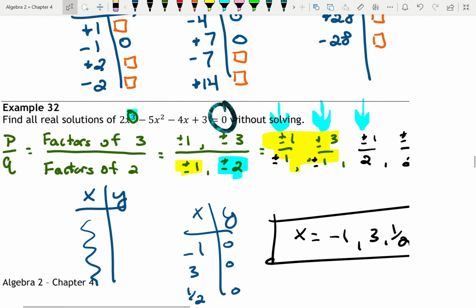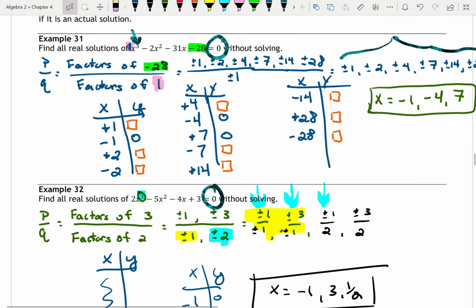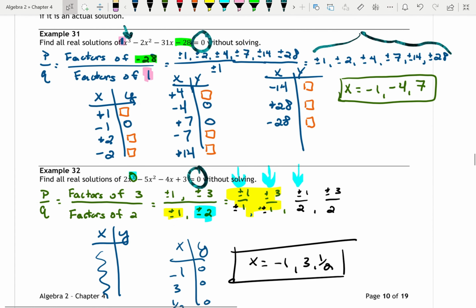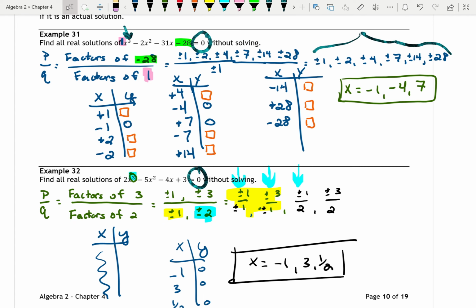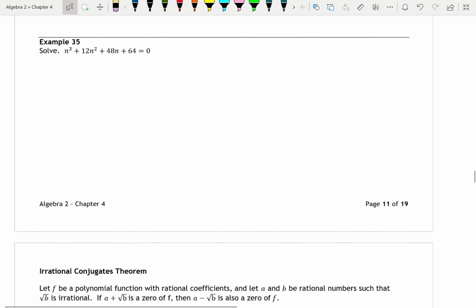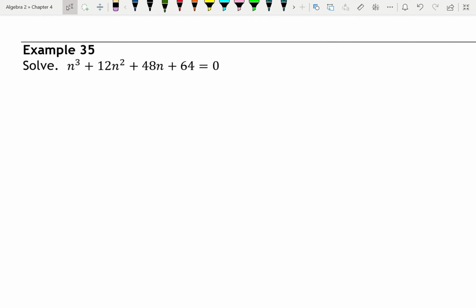Let me see if I can get back to this page. Writing everything out for 31 and 32 takes a while, and it takes a while to plug everything in as well. So this is kind of like a last resort. If you can just plain old factor, you want to. In 35, all right, looking at problem number 35 here.